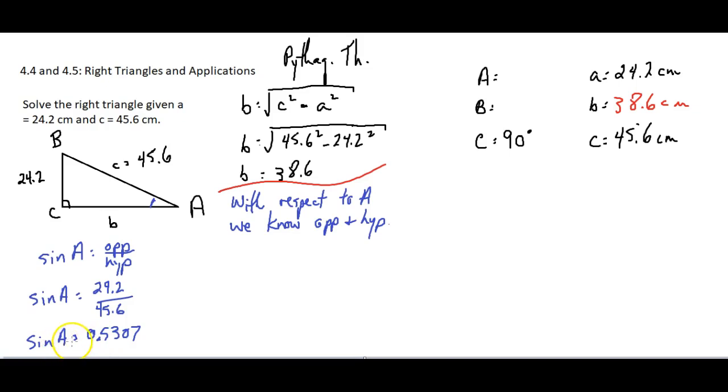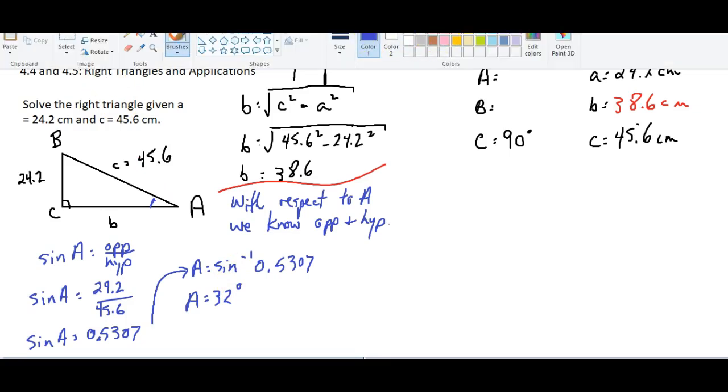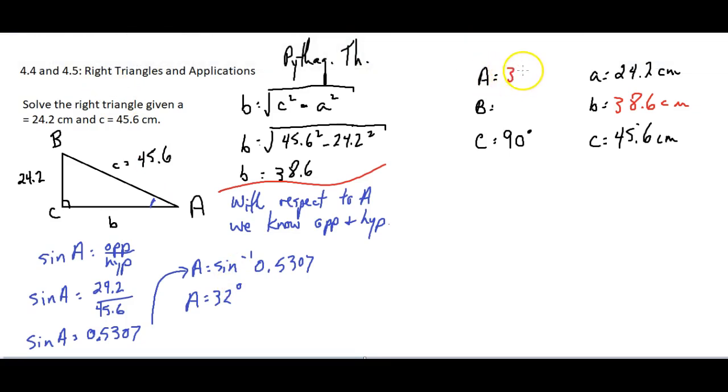Okay, this is why we learned how to solve for an unknown angle given a trig ratio. The correct way to rearrange this equation to solve for A is to say sine inverse of that value, 0.5307. So you grab your calculator, second function sine, make sure it's in degrees. A is equal to, let's call that 32 degrees. All right.